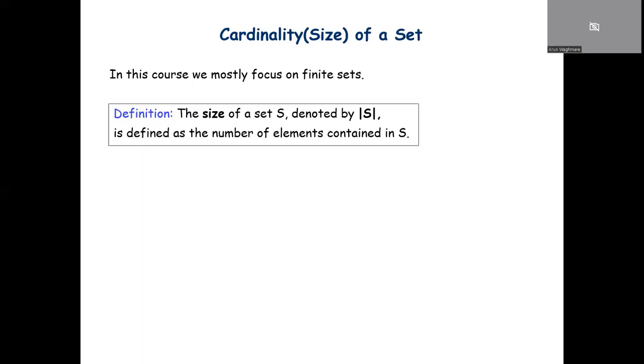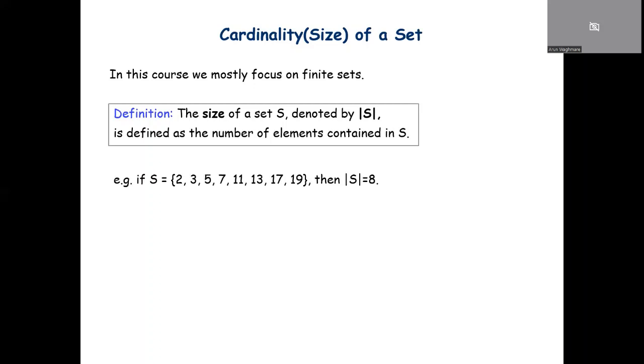Now, the cardinality of a set. What is cardinality? Cardinality is nothing but the number of elements contained in a set. It is always denoted by |S|. So |S| is the cardinality of S, that is, the number of elements present in that set.